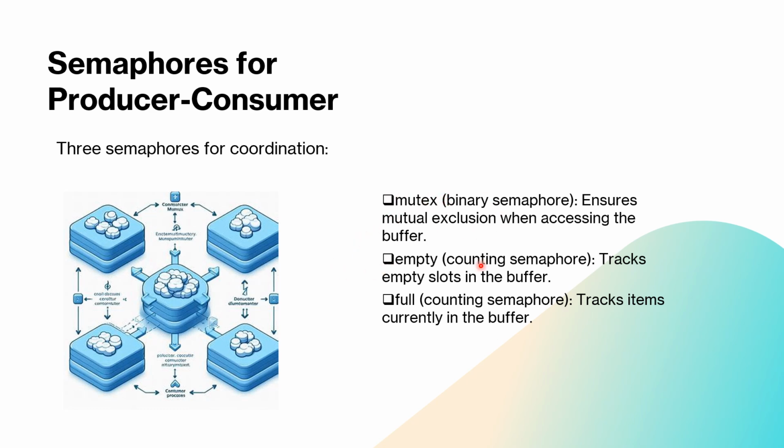The second one is empty. It is a counting semaphore. It tracks whether the slots are empty in the buffer or not. Then comes the third one, full. It is also a counting semaphore. It tracks the items that are currently in the buffer, whether they are full or not. So empty and full are complementary to each other.